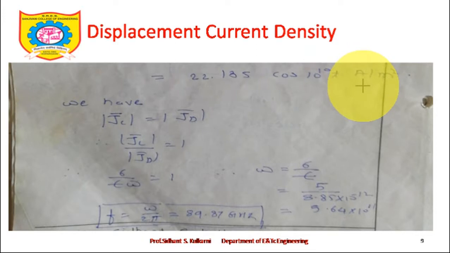Unit is once again ampere per meter square. So JD bar unit is ampere per meter square. JC bar is having the same unit.